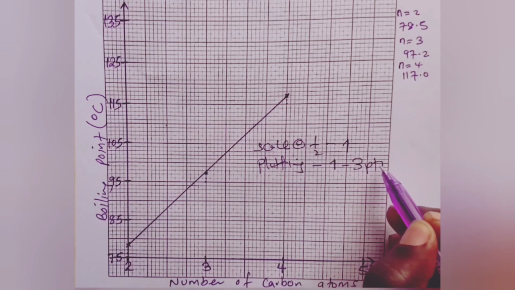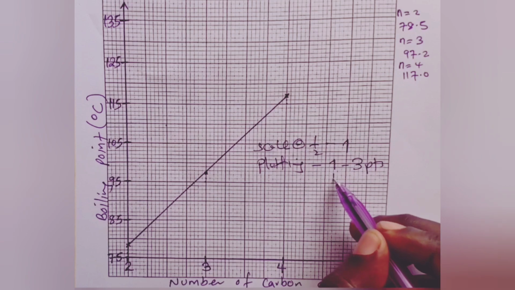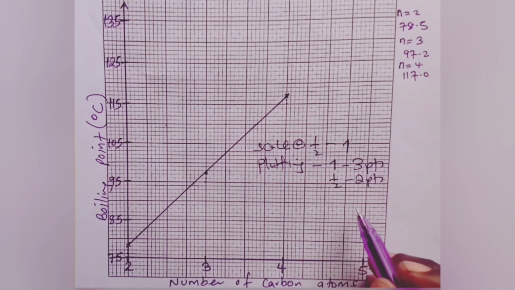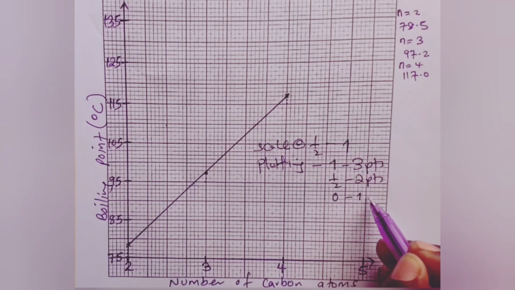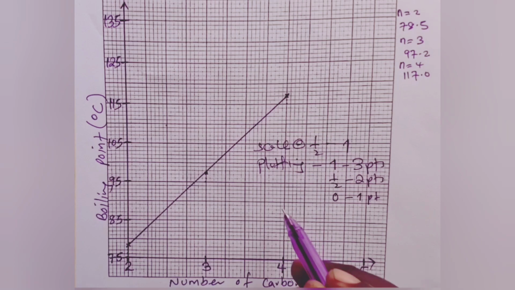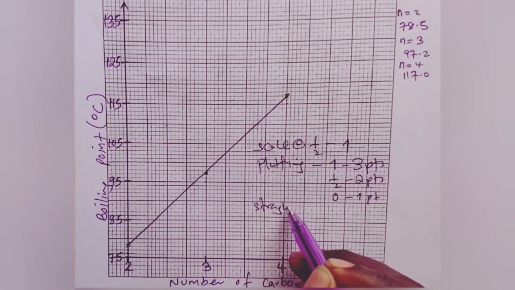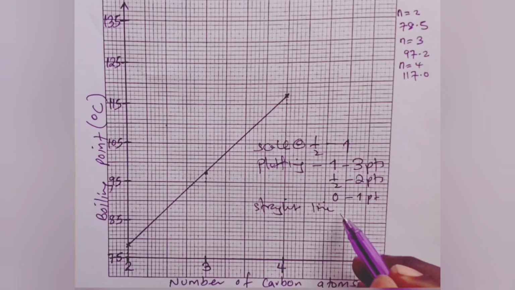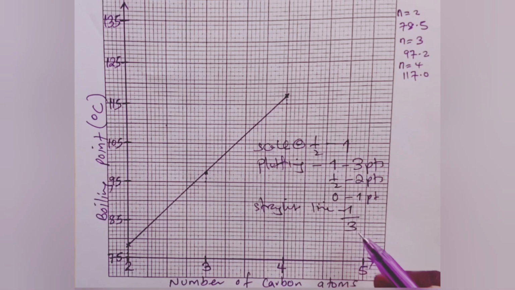Next mark would be for plotting, and here I will have 1 mark if I plot all the 3 points correct. I would score a half by plotting 2 points correctly, and I would get 0 if only 1 point is plotted correctly. Finally, the third mark for my graph would come from the straight line that we've just drawn using a straight edge. That gives a total of 3 marks.